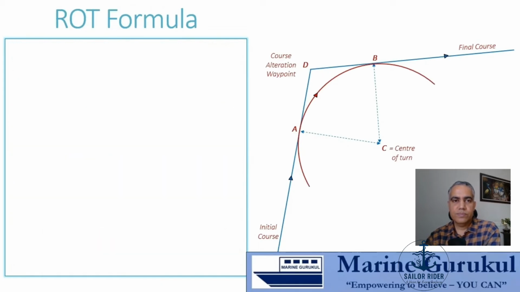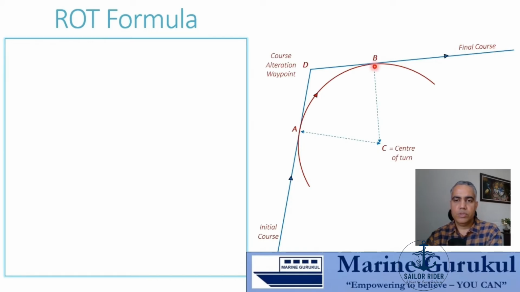Now the first concept which we need to understand for the purpose of turn planning is the derivation of the rate of turn formula. So let us try to understand how we derive the rate of turn formula. We have seen this particular ship moving on the initial course up to point A, then moving on the curved path from Alpha to Bravo, and then moving on its final course.